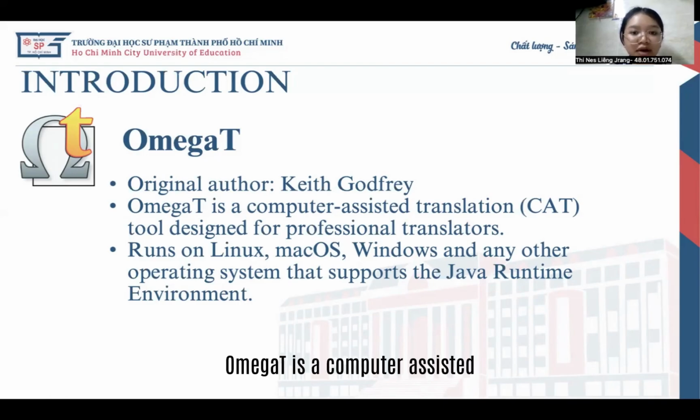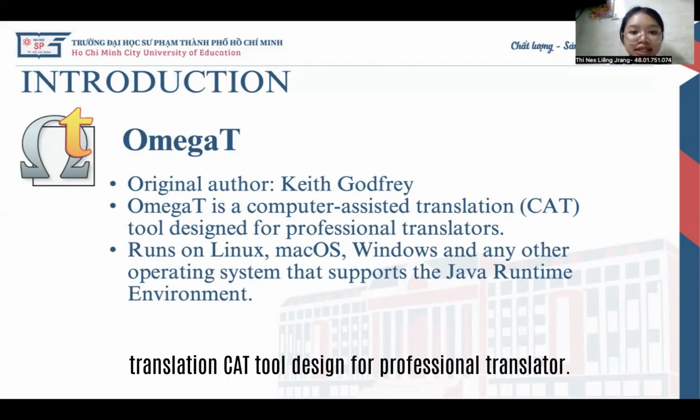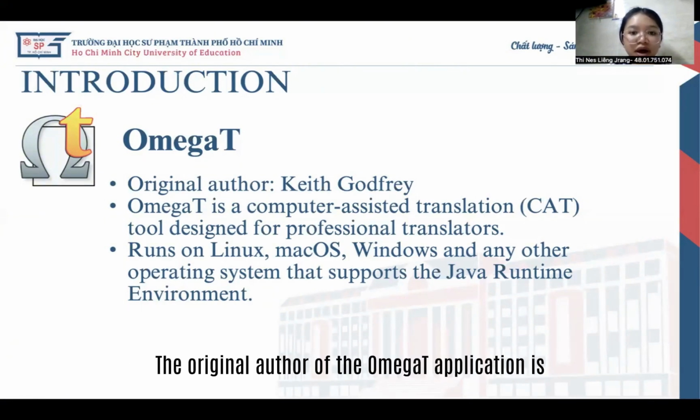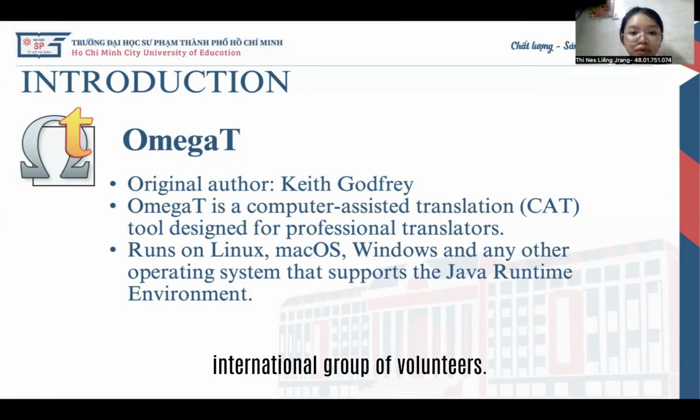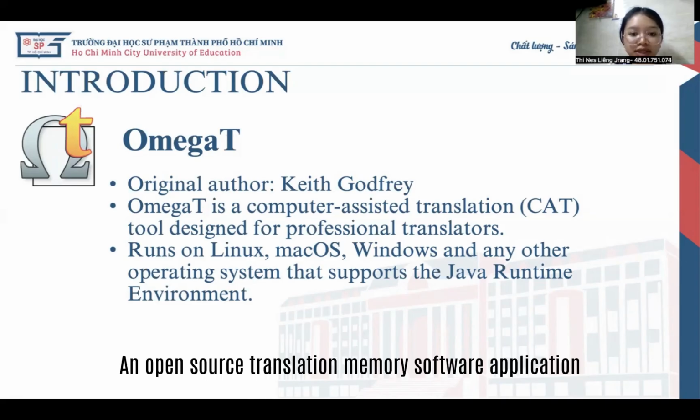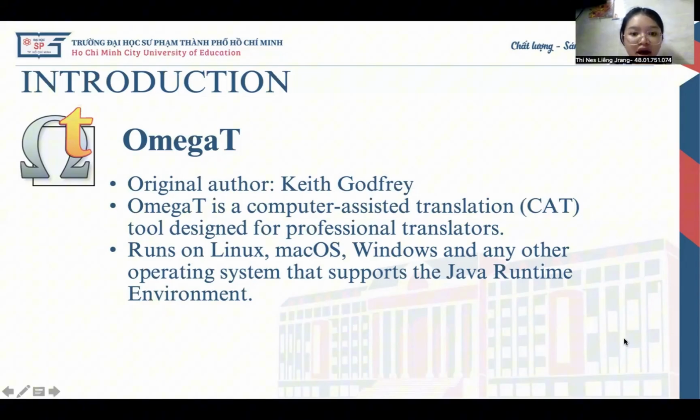OmegaT is a computer assisted translation tool designed for professional translators. The original author of the OmegaT application is Keith Godfrey, and it is maintained by an informal international group of volunteers. Its purpose is to develop, distribute, and support the use of OmegaT, an open source translation memory software application.